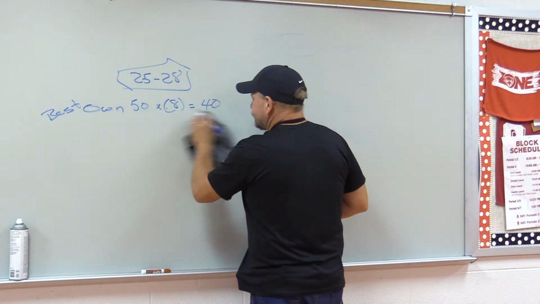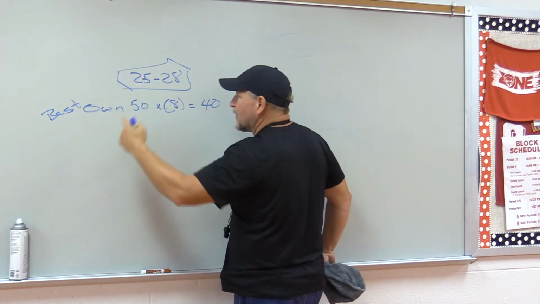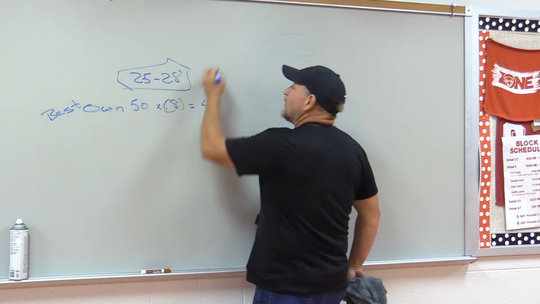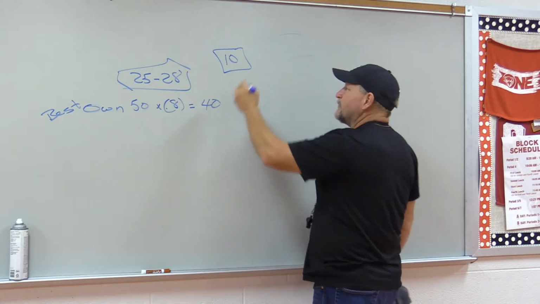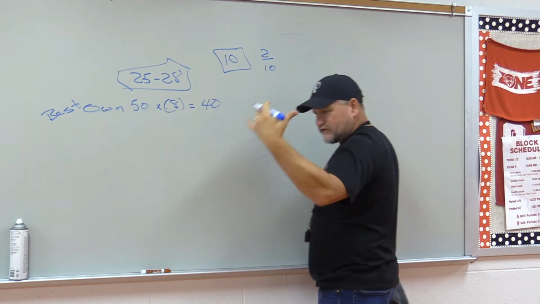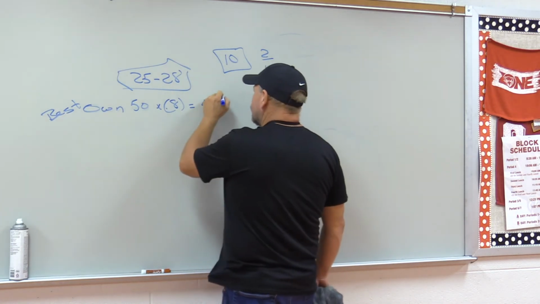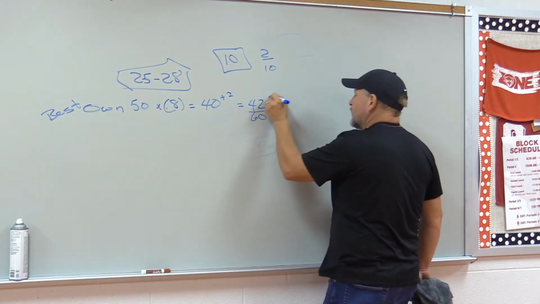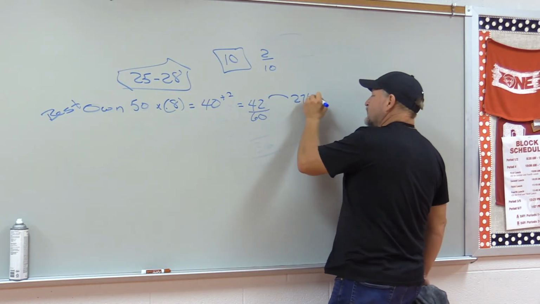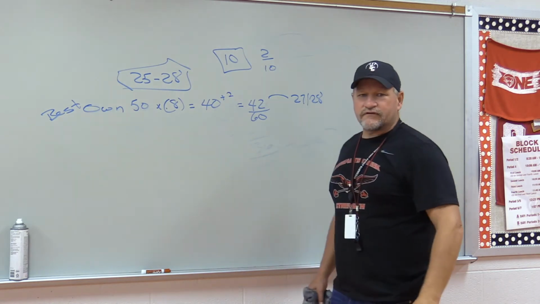Now, this is the second concept for 25 to 28. We have 10 questions left over. By bubbling in the same thing, we're going to get 2 out of those 10. Statistically, we should. Add those in right there. That gives me 42 out of 60 correct, which should get me to a 27, 28 on the ACT math.